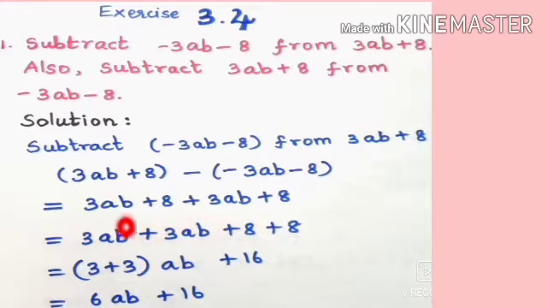In the next step we have to add the coefficients alone. So here the coefficient is 3 and here the coefficient is plus 3. So 3 plus 3 is 6ab, and 8 plus 8 is 16. Thus we get 6ab plus 16.